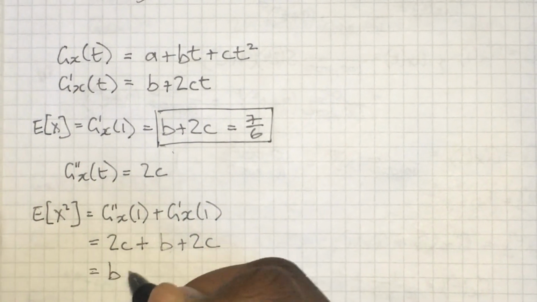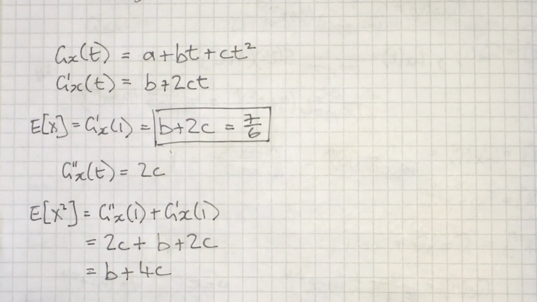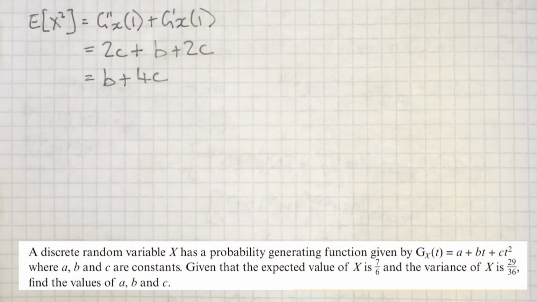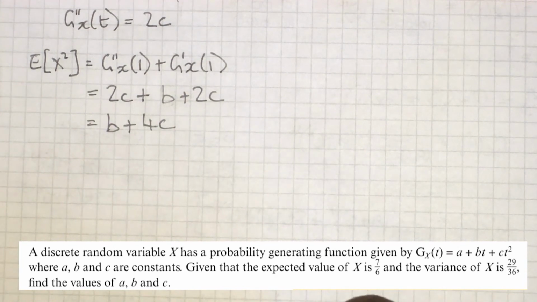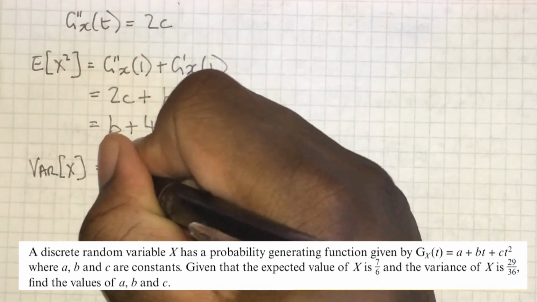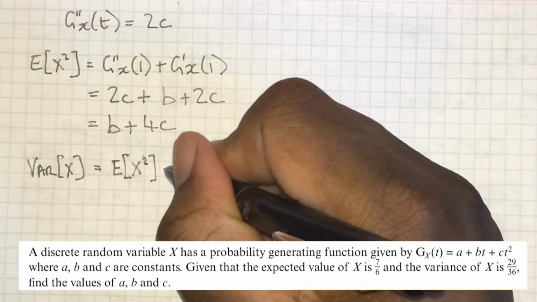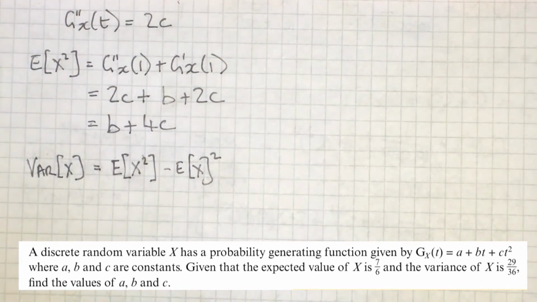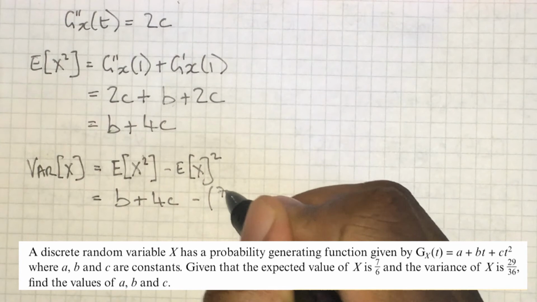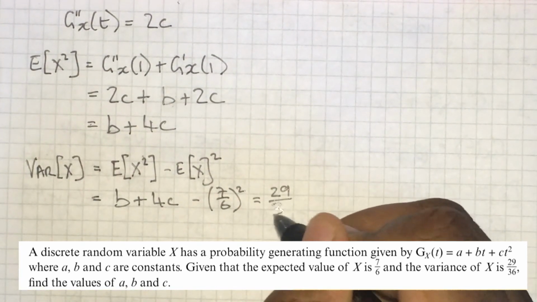Okay, I could at this point probably substitute the 7 over 6, but I'm going to keep it in these unknowns so I can start combining. Combining them together, we get b plus 4c. Okay, I know something about the variance, so let's try and get an expression for the variance in terms of b and c. The variance of x is the expectation of x squared subtract the expectation of x, squared. So through that substitution, we should get b plus 4c minus 7 over 6 squared equals 29 over 36.